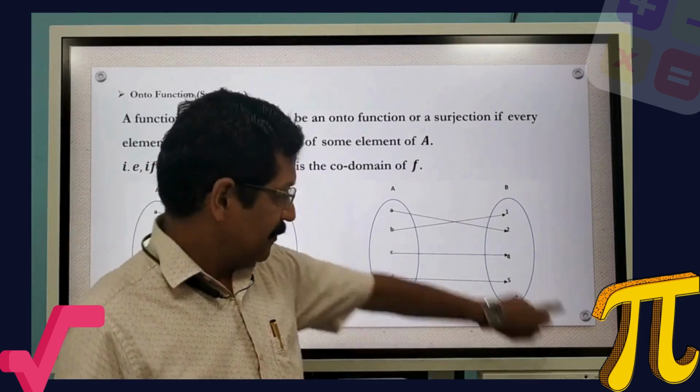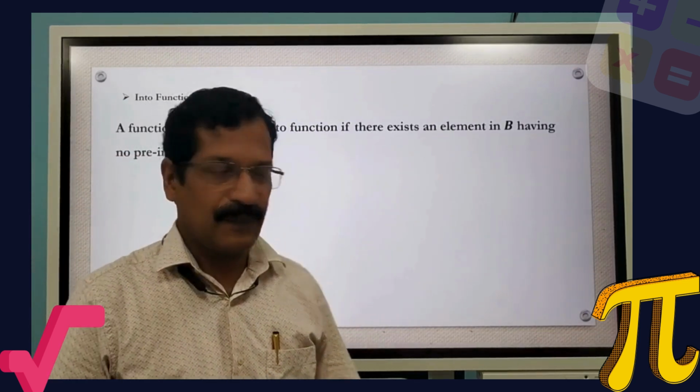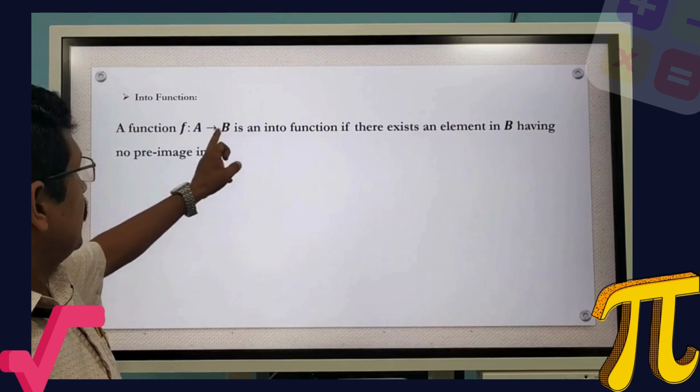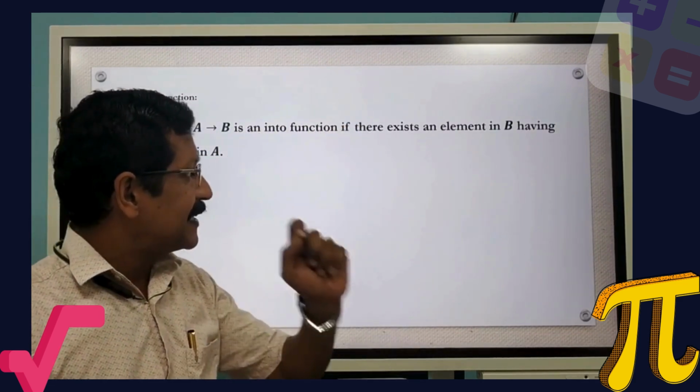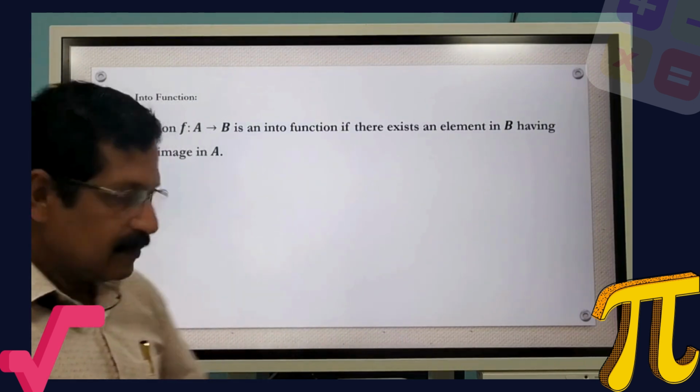And that one-one and onto function is known as, before that let me discuss into function. A function f from A to B is an into function if there exists an element in B having no pre-image in A. That is it.